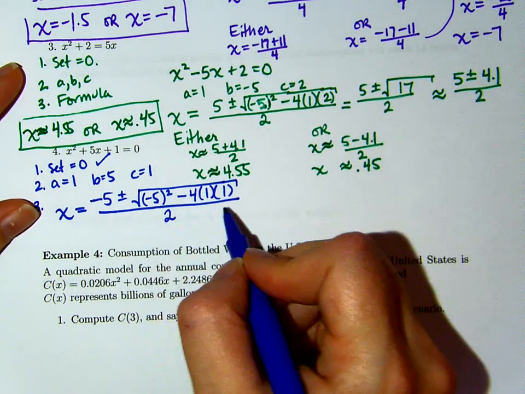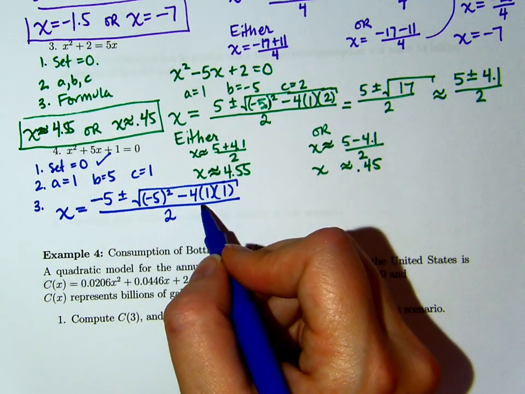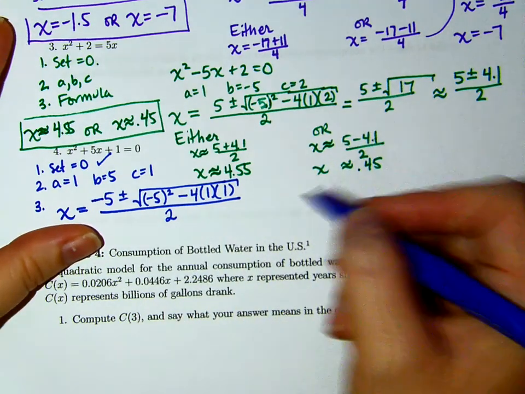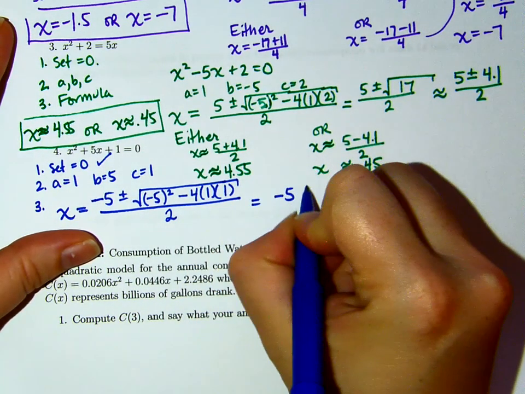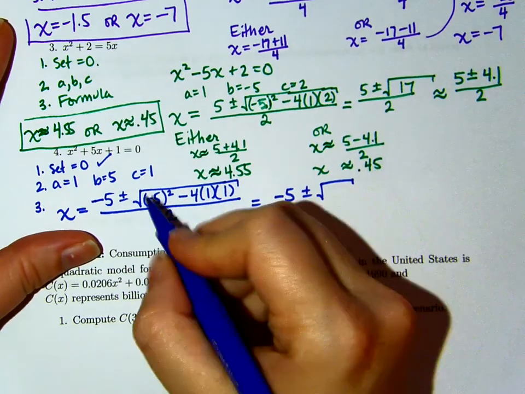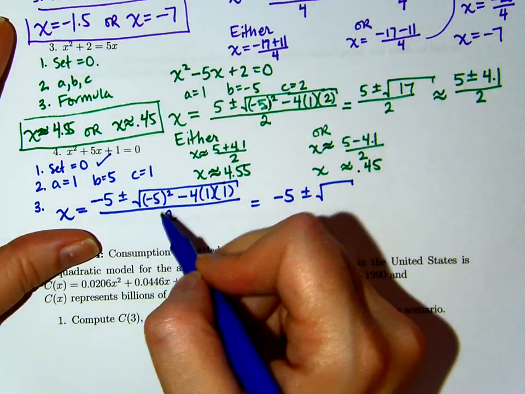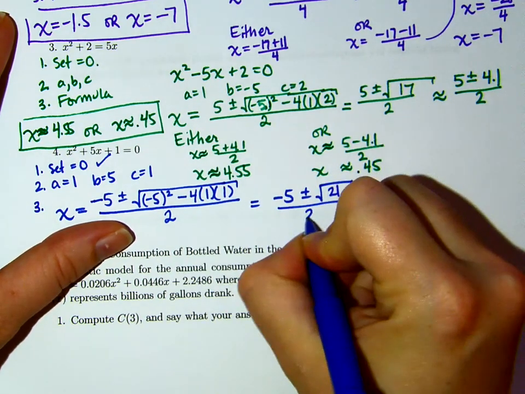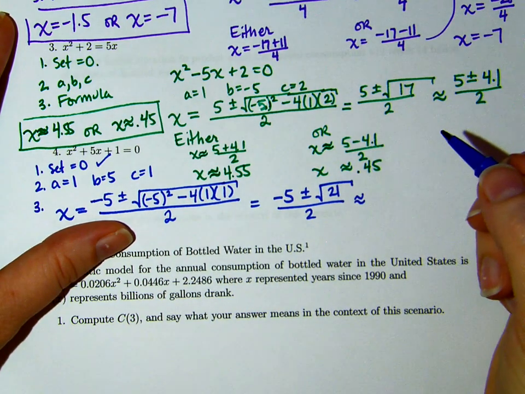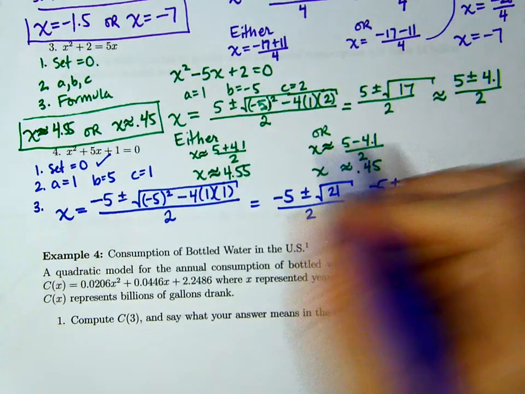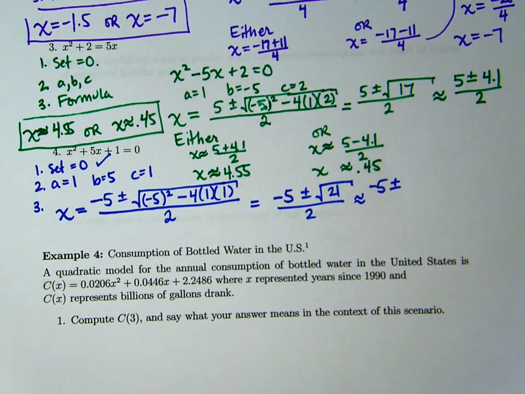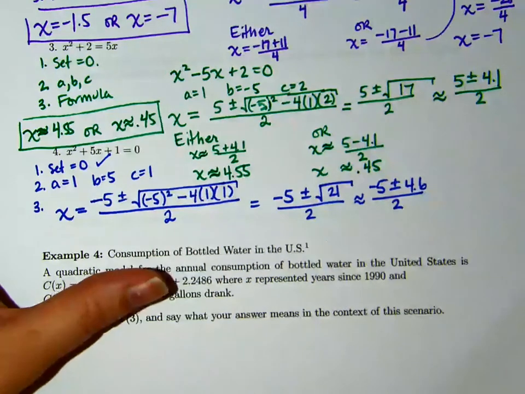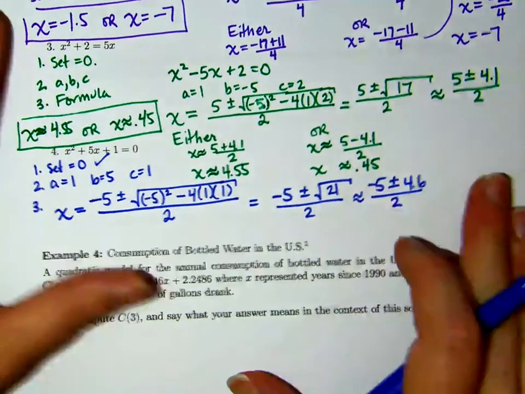Okay, what's 25 take away 4? 21? Okay, so negative 5 plus or minus, so radicand, 25 minus 4 is 21. Okay, now I need to approximate, so square root of 21, 4.6-ish. And now I'm ready to do either or.